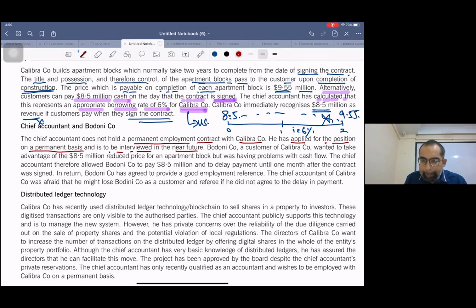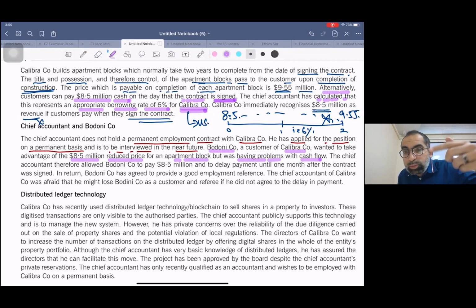Okay, now, a new name in the question. Bodoni company, a customer of Calibra company, wanted to take advantage of the 8.5 million reduced price for an apartment block, but was having problems with the cash flow. Please don't sleep. So this customer has some cash flow, but wants to avail this 8.5 million, because obviously the 8.5 million is the reduced price.